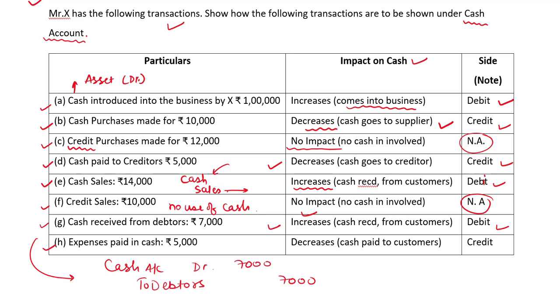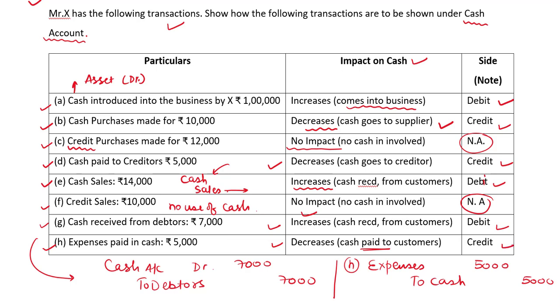Point number H, expenses paid in cash, that is 5,000. So you paid the expenses. That means what? Expenses would be debited because it is an expense, and cash would be credited. The amount would be 5,000. So expenses to cash 5,000. There is a decrease in the cash because you paid cash.